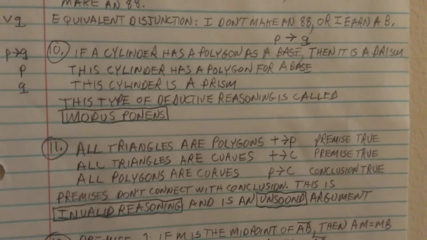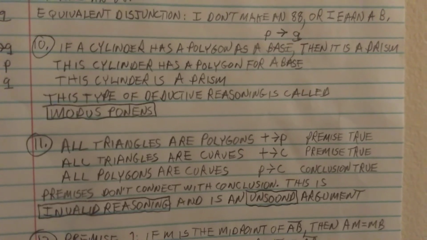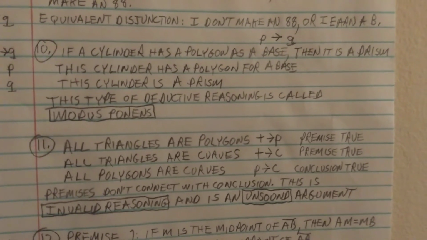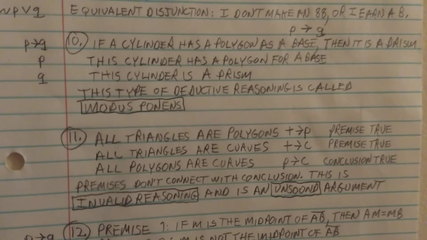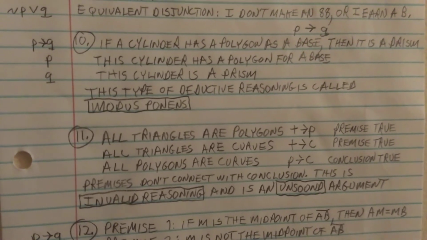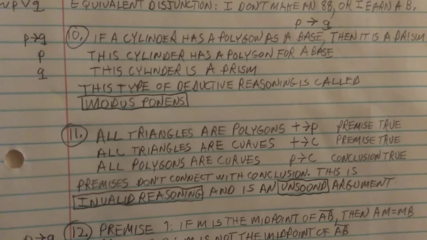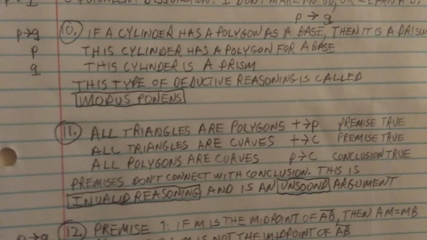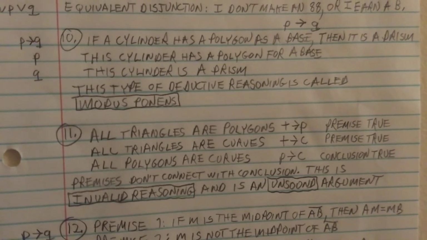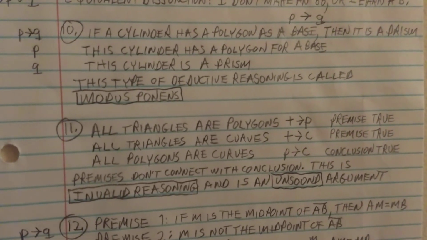And then problem 10 is, if a cylinder has a polygon as a base, then it is a prism. So that's my if P, then Q. Then the next statement is this cylinder has a polygon for a base, which is just restating P. And then the conclusion is this cylinder is a prism, which is restating Q. And this type of deductive reasoning is called modus ponens.